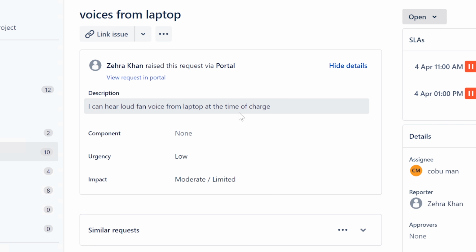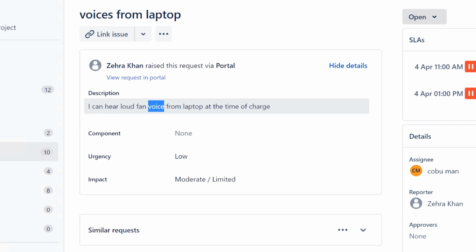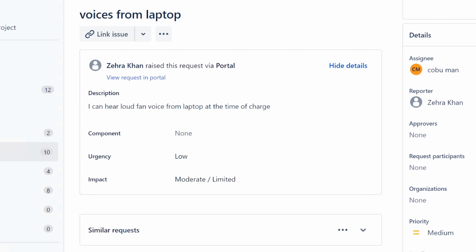So I'm going to interpret this in my own way. I think there's a little bit of a language barrier issue here for me. English is my second language, and I'm having trouble understanding exactly what this is. But I'm just going to make assumptions, right? It says here, I hear loud fan voices. I'm going to concentrate on fan, and I'm going to assume voice is just sound. So I'm going to say fan sounds from laptop at the time of charge. So when you're charging the laptop, you hear loud fan noise. Loud fan noise. Okay, thank you for submitting this ticket.